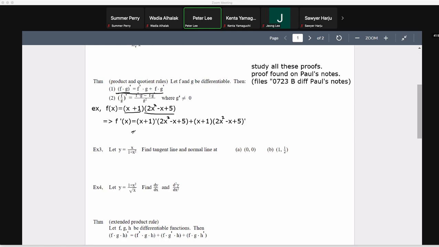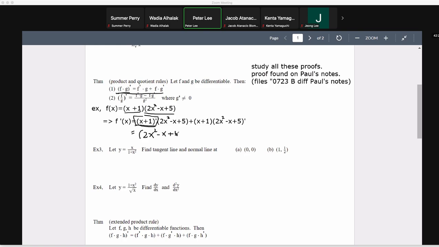Then what is the derivative of x plus 1? It's 1. That's a sum, so we can take the derivative separately. The derivative of x is 1 and the derivative of 1 is 0, so therefore the whole thing becomes 1. And then it times this, so we end up getting 2x squared minus x plus 5. This works good.